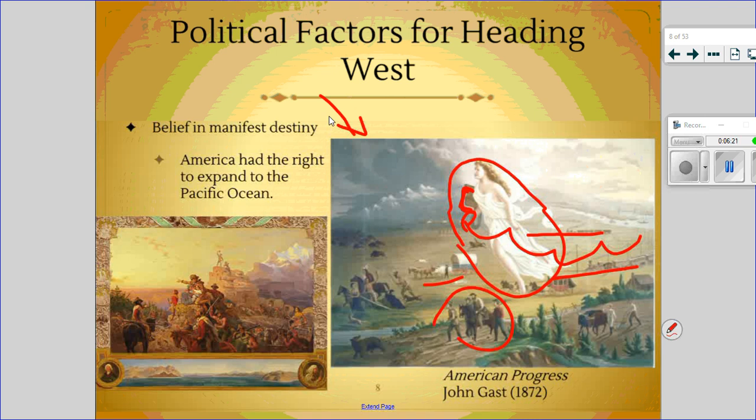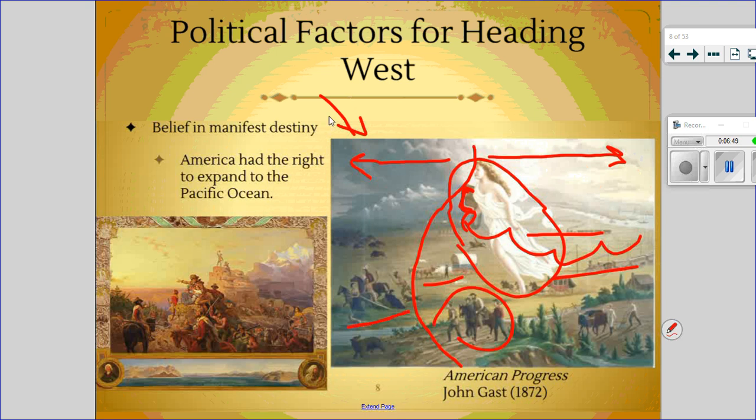And look at this. If I draw a line across this part of the painting, you'll notice that this part of the painting is dark and this part of the painting is light. And so Gast is saying that American progress is dispelling the darkness, right? Bringing civilization to the untamed wilderness. And if you notice a little bit of sarcasm in my voice, that's intentional. Okay? Look at what else is going on here.